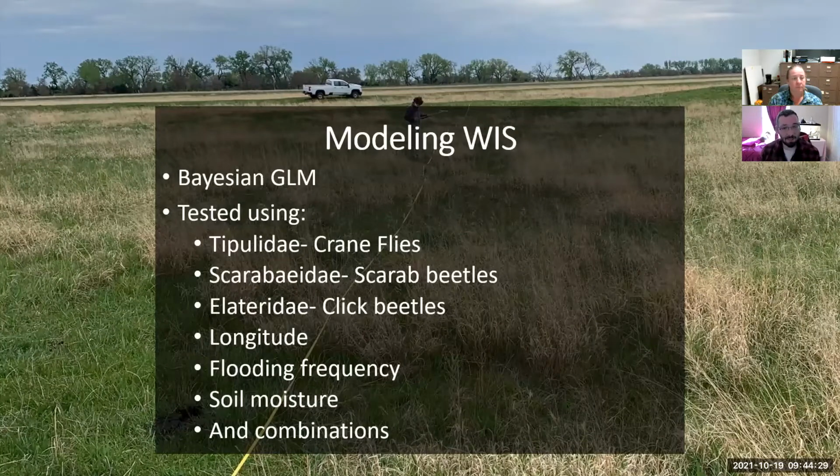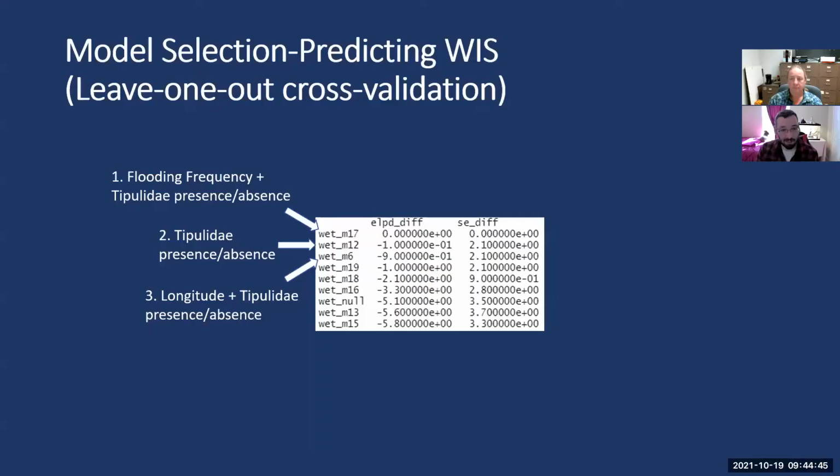So I looked at a number of predictor variables, right? So I had Staphylinidae, crane flies, scarab beetles, click beetles, as well as factors such as longitude, flooding frequency, soil moisture, and then, of course, combinations of these variables as well.